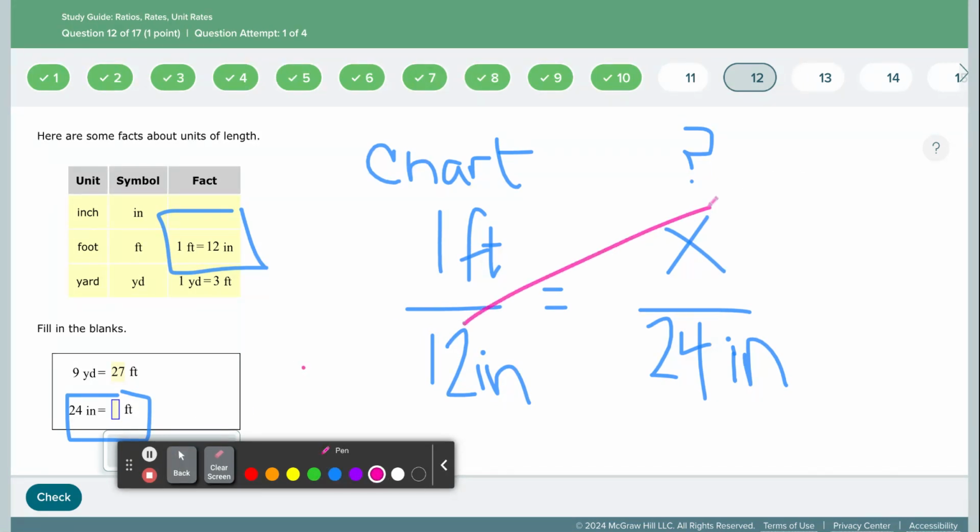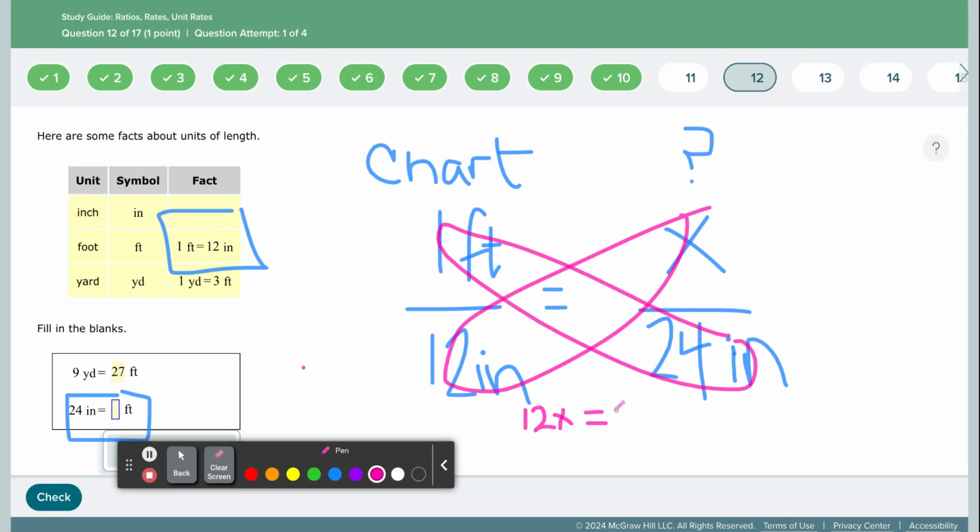Cool. So when I cross multiply, I end up with 12 times x. Don't know what that is, so I can't solve it. So it just sits there, 12 times x. And then cross multiply the other way, 24 times 1 is 24, right? Isolate my variable by doing the inverse operation. Get rid of whatever's attached. Get rid of your coefficient.